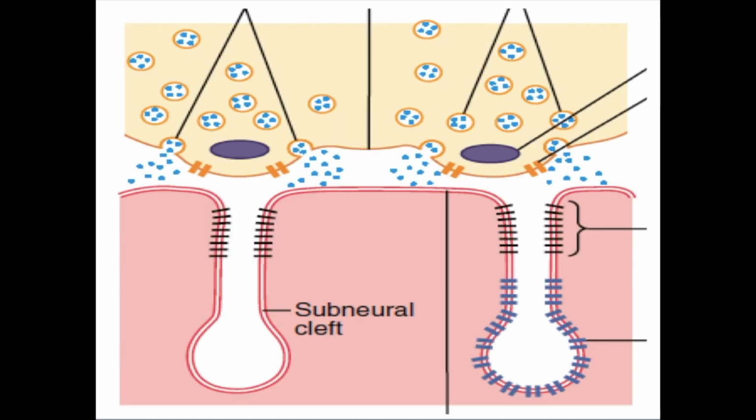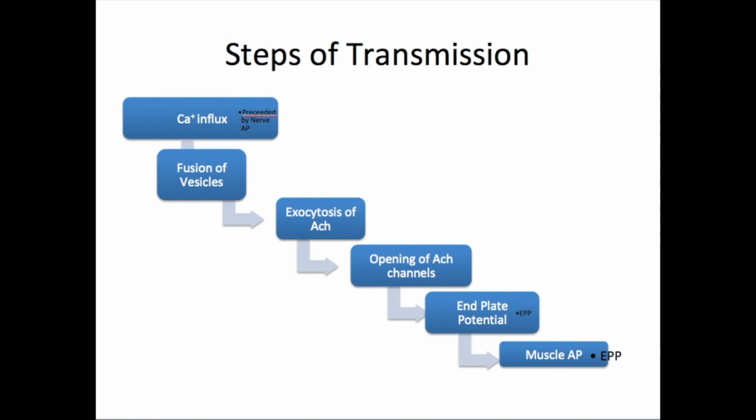Newly secreted acetylcholine causes the opening of acetylcholine gated channels. The effect of opening the acetylcholine gated channels is to move sodium ions to the inside of the muscle fiber. Here you can see the steps of transmission in the form of a flow chart.